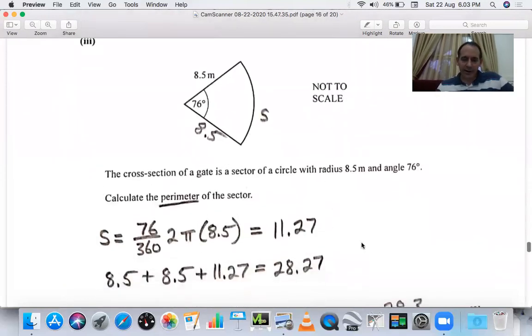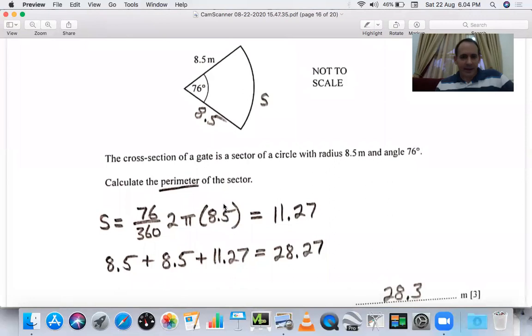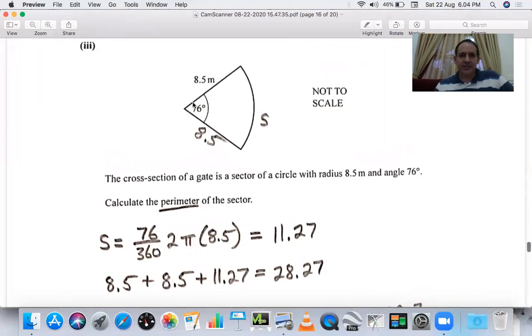Now here we have our arc length and sector area. It wants us to find the perimeter of this sector. So the perimeter is adding up all the way around it. So we have 8.5 plus the arc length plus 8.5 again.